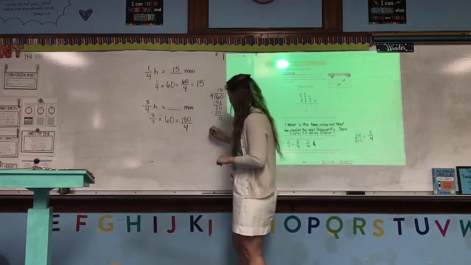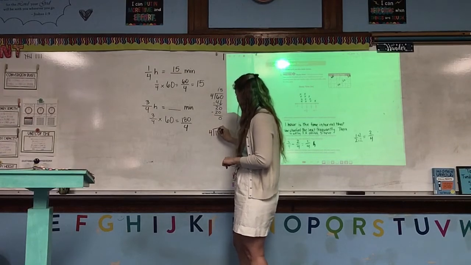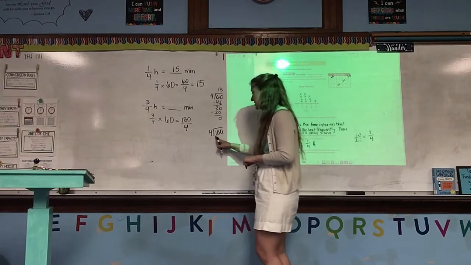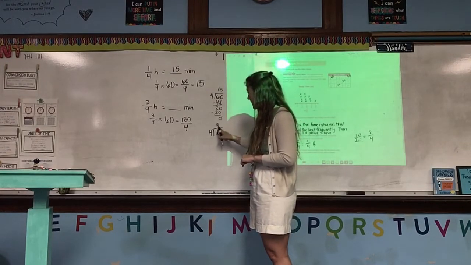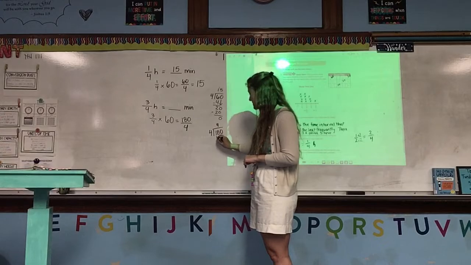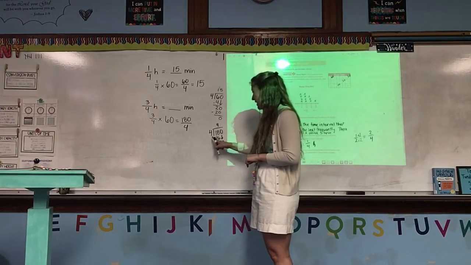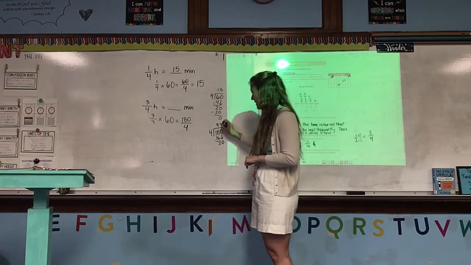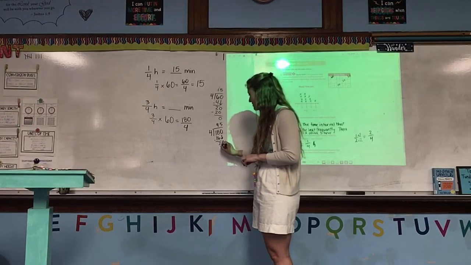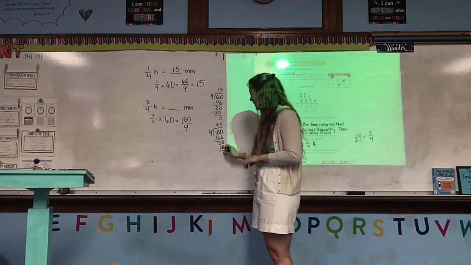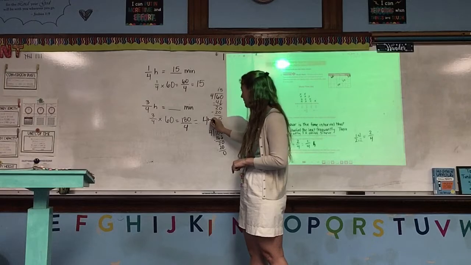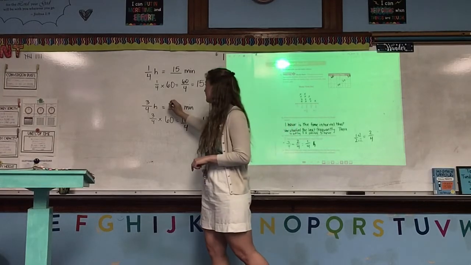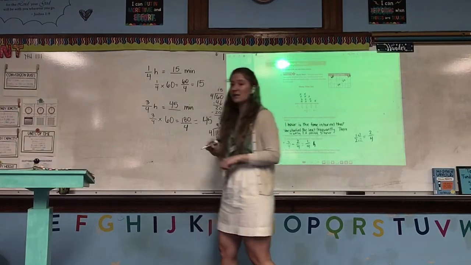So, 4 goes into 180. Well, 4 doesn't go into 1, but it does go into 18. 4 times 4 is 16. 18 minus 16 is 2. Bring down the 0. 4 goes into 20. 5 times 4 is 20. 20 minus 20 is 0, which means that 180/4 is the same as the whole number 45, which means that 3/4 of an hour is 45 minutes.